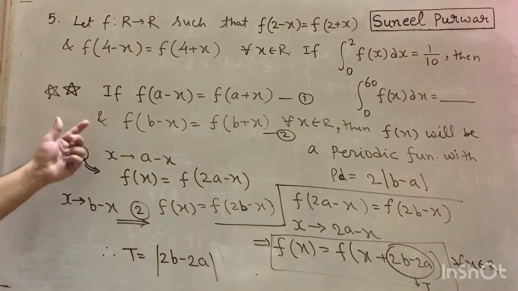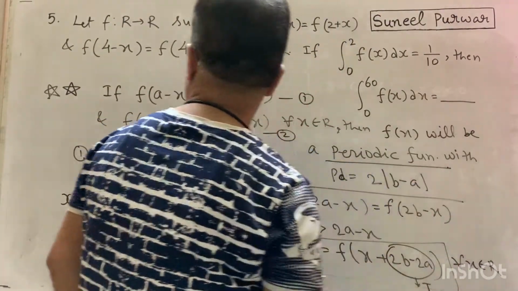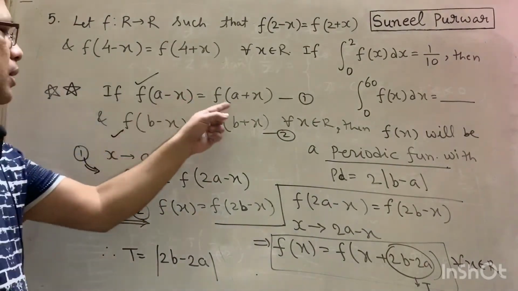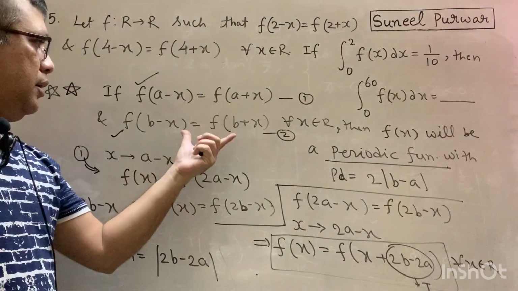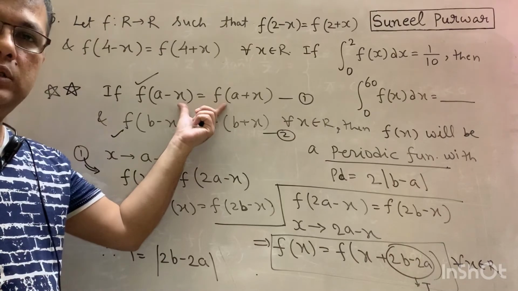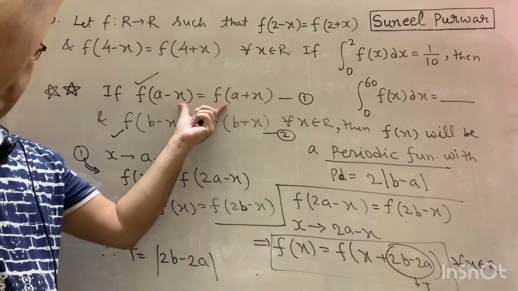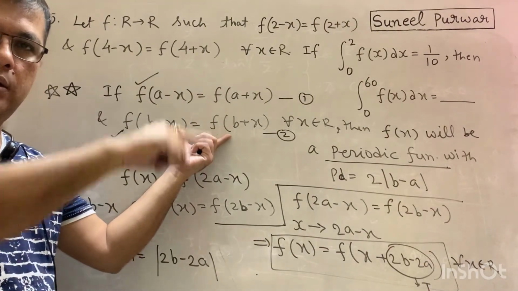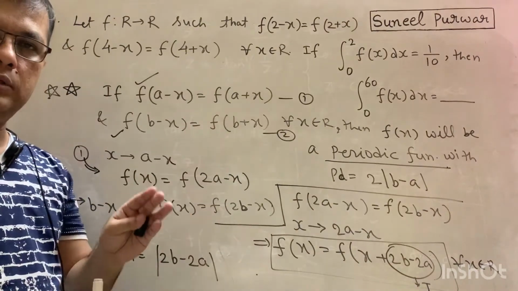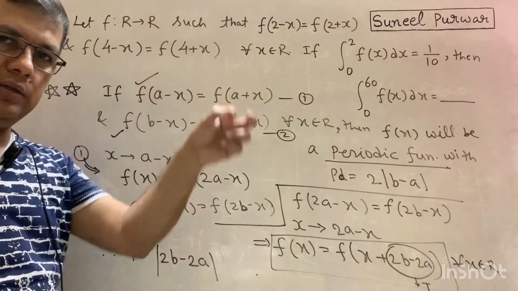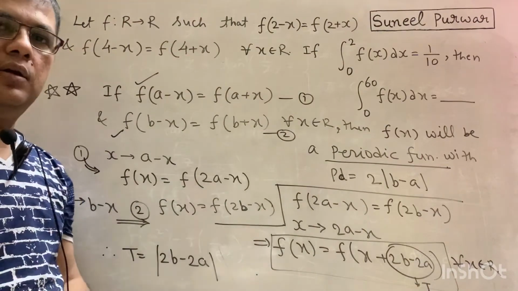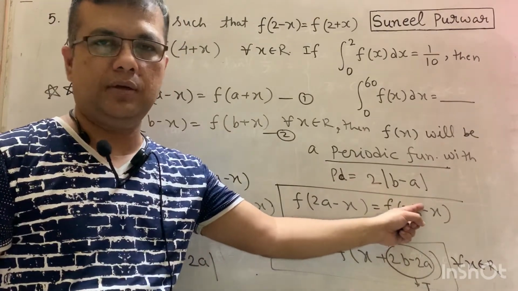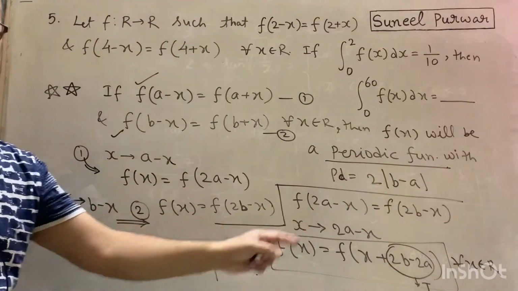So ultimately, this is the conclusion that you should never forget whenever you see two such relations, where numbers a and b are involved. This means the function f of x is symmetric about the vertical line x is equal to a, and this means the graph of f of x is symmetric about the vertical line x is equal to b. So whenever the graph of a function is symmetric about two vertical lines x is equal to a and x is equal to b, that function is going to be periodic with period 2 times mod of b minus a. So don't forget this information. All right.